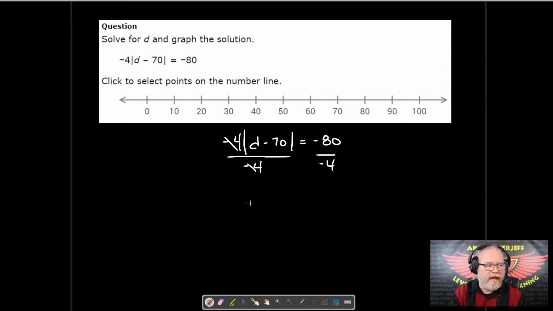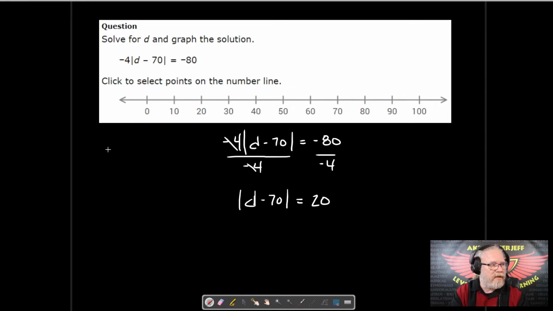The negative 4s are going to cancel each other, leaving me with the absolute value of d minus 70 equals negative divided by negative. Bingo, it's positive, right? And 8 divided by 4 is 2, and throw that 0 back on there, so it's going to equal 20. Now I've isolated the absolute value portion of the equation on the left-hand side. I got it equaling a positive number on the right-hand side, so that means I'm going to have two solutions.